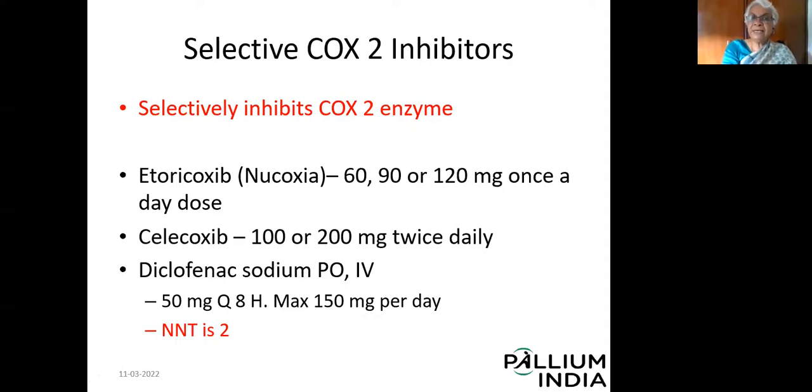Now we have the other category of drug, which is the selective COX-2 inhibitors, which is only blocking the COX-2 enzyme. The examples are etoricoxib or Nucoxia in a dose of 60, 90, or 120 mg given only once a day. So that is one good advantage of this etoricoxib. Celecoxib can be given in a dose of 100 to 200 mg twice daily. Diclofenac sodium or Voveron can be given orally or intravenously or even IM, and its NNT is 2. So this is also a COX-2 inhibitor.